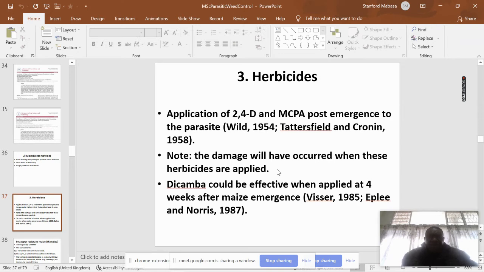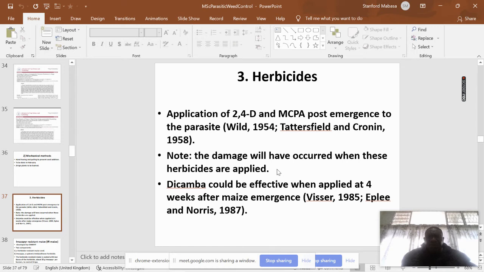Please note that the damage will have occurred when these herbicides are applied. What we are saying is that even when we use these herbicides, the parasite would already have caused some damage. And farmers may not want to invest in such a technology which is not going to rescue their crop. They cannot just do it for management purposes.